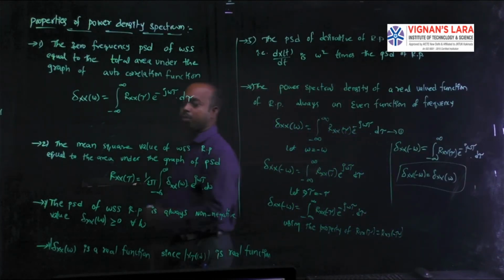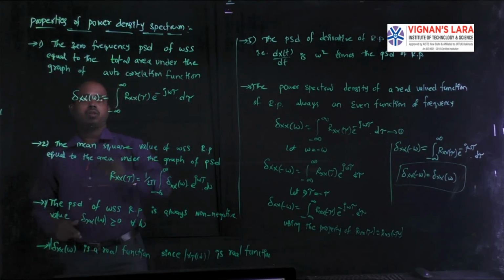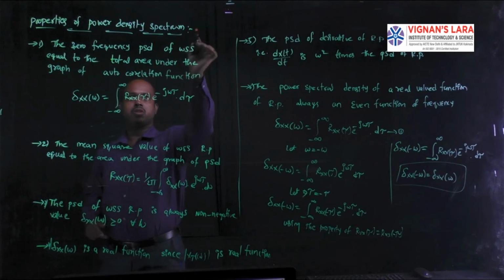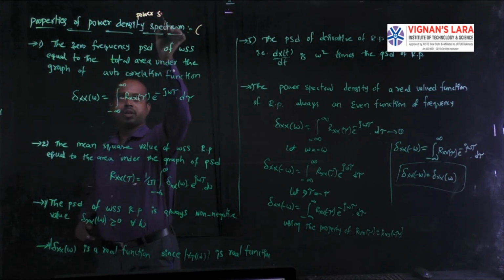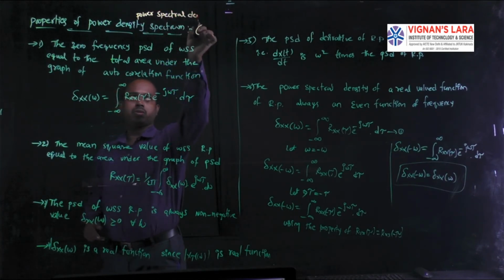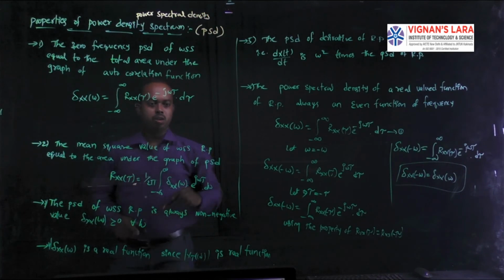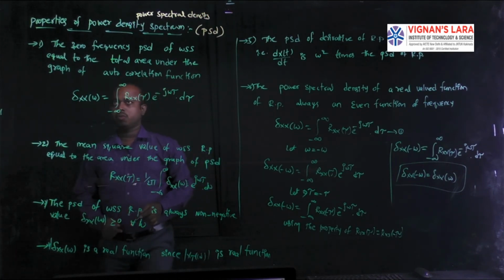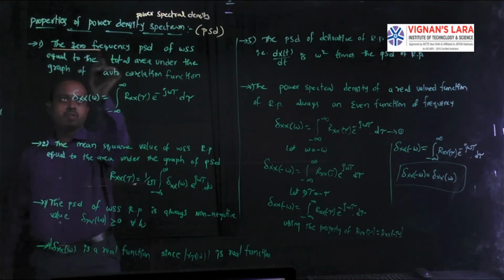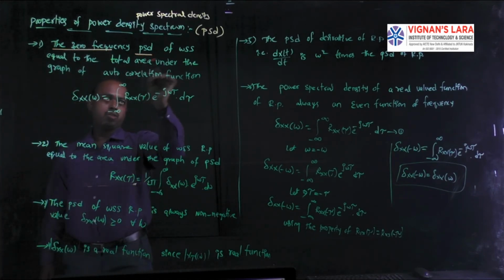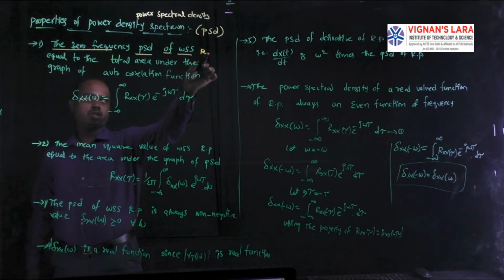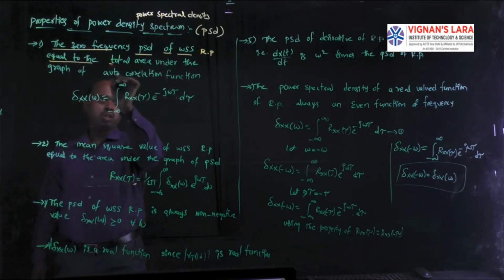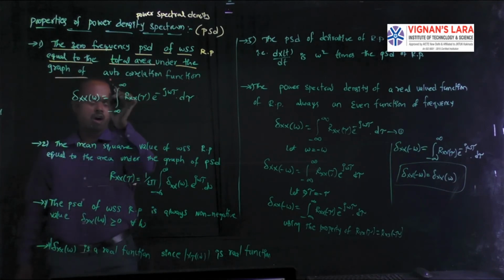Now we discuss the properties of power spectral density or power density spectrum. We can also call it power spectral density, whose shortest notation is PSD. The first property is that the zero-frequency power spectral density of a wide-sense stationary random process is equal to the total area under the graph of the autocorrelation function.